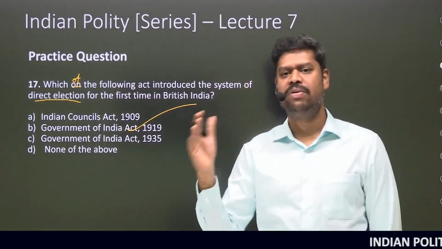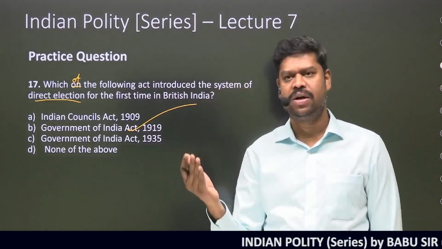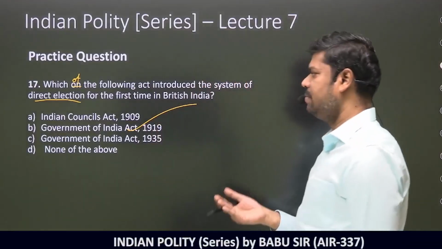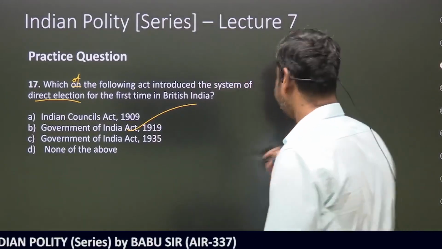Only a few people were given the right to vote depending upon their status in the society, the property that they possess, and their educational status. All these parameters were taken into account, but however, the system was a direct election.